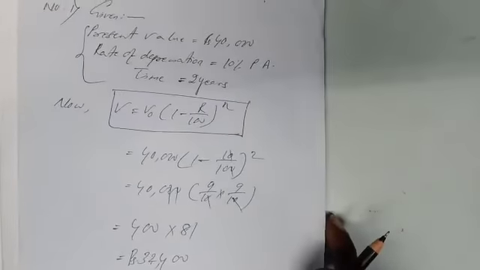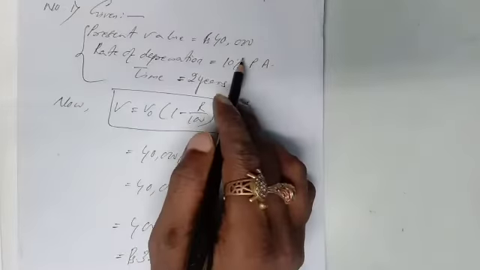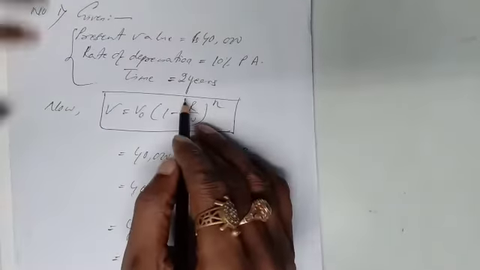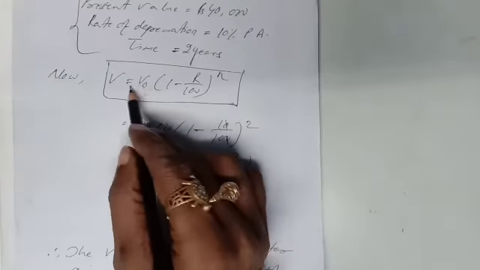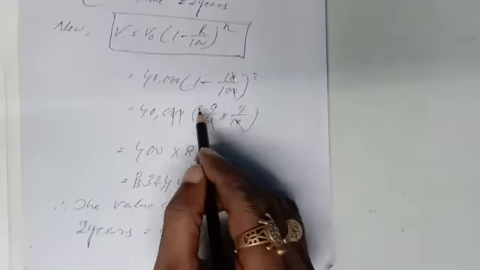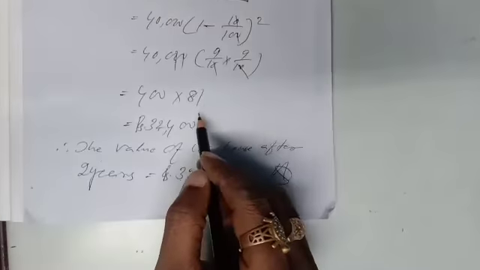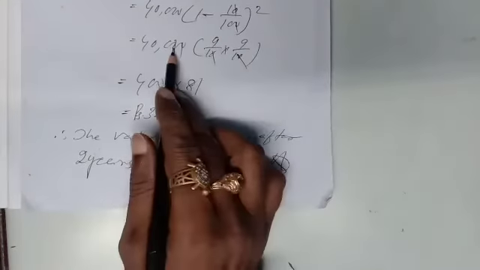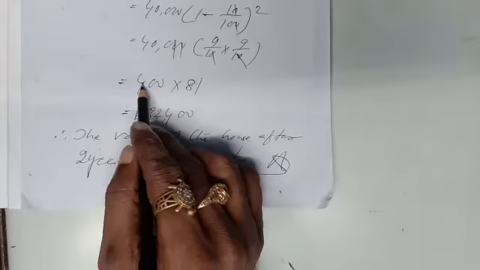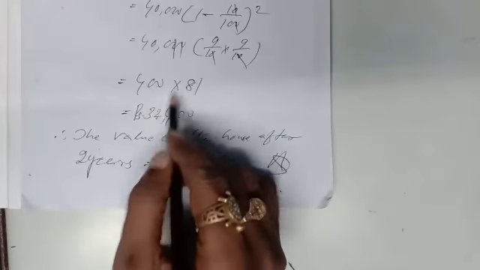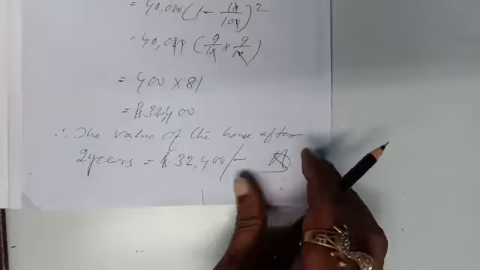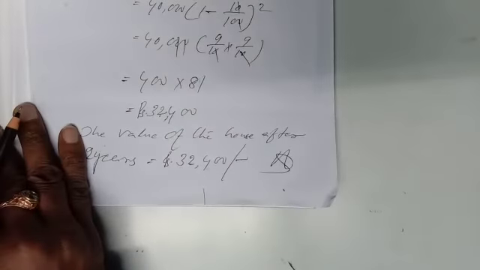Present value of the house given, that is 40,000. Rate of depreciation given 10% per annum, time given 2 years. Using the formula V is equal to V0 (1 minus R by 100) whole to the n, and simplifying the result, 2 0s cancel here, 9 9 is 81, 400 left here. Just multiply 4 into 81, 4 1 is 4, 4 8 is 32 and 2 0s, 32,400. This is the answer. Let us go to the next question, number 2.